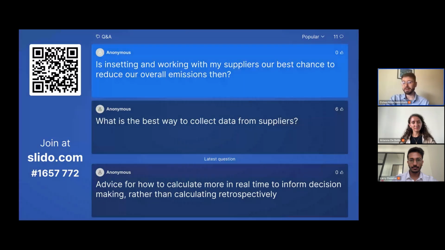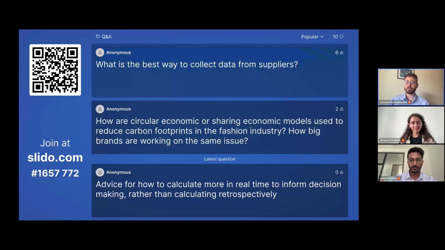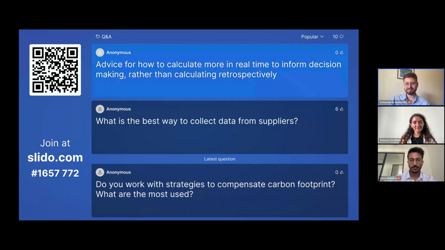And we have a minute left. So very quickly, Ari, last question. Any advice for calculating with more dynamic, real-time data to inform decision-making rather than calculating retrospectively? I think this is more, in broad terms, about data collection. Yes, definitely. It's not always easy.